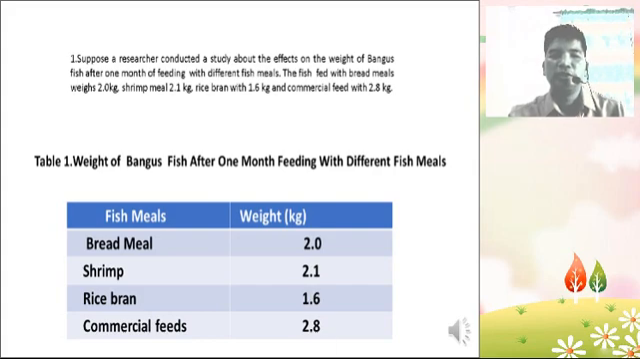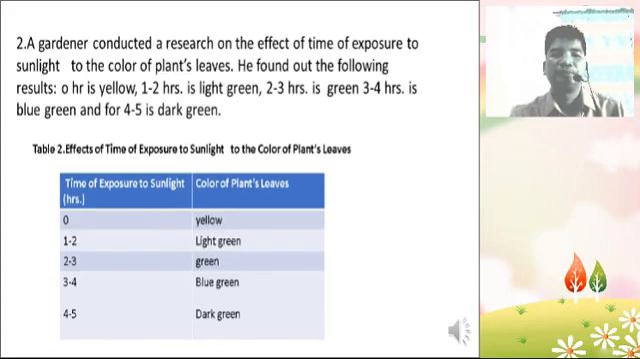Okay, how about situation number 2? Let us check. A gardener conducted a research on the effect of time of exposure to sunlight to the color of plants' leaves. He found out the following results. 0 hour is yellow, 1 to 2 hours is light green, 2 to 3 hours is green, 3 to 4 hours is blue-green, and 4 to 5 hours is dark green.